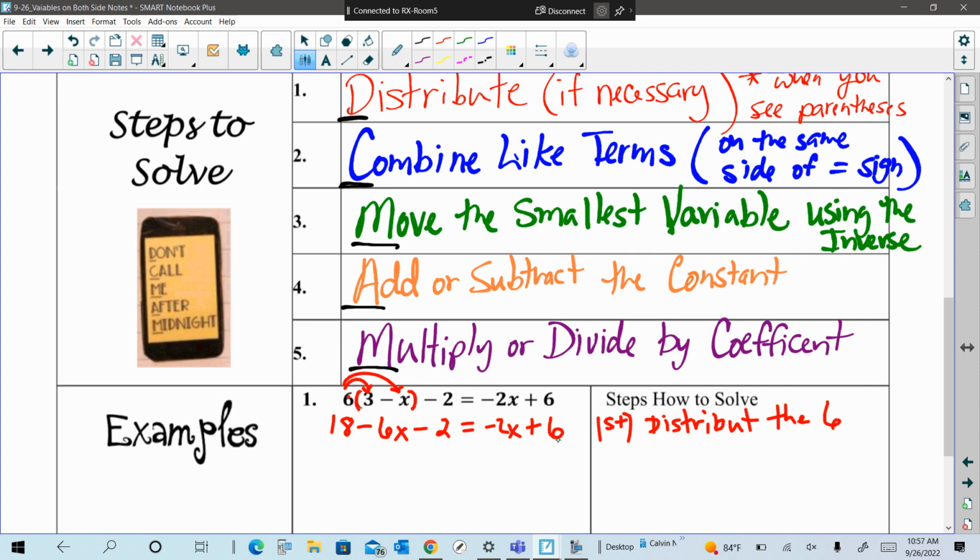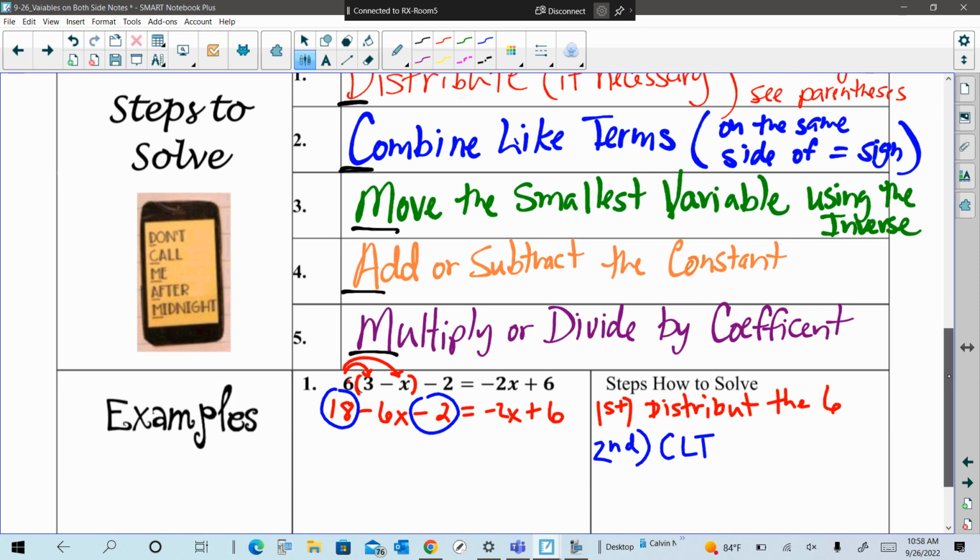Okay, so on step 2, what does step 2 tell us to do? Combine like terms. Okay, so if we look at what we have written, do we have like terms? Yeah. What are the like terms? 18 and 2. So 18, I'm going to circle this 18, and don't forget your sign, minus 2. So on my steps to solve, I'm going to say CLT, combine like terms.